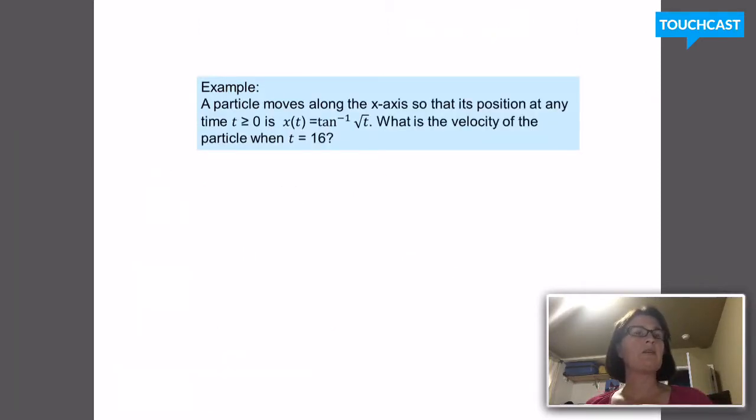Here I have a problem. I have a particle that's moving along the x-axis, and I've been given a formula for its position function. So position is inverse tangent of square root of t. And the question is, what's the velocity of the particle when t equals 16?